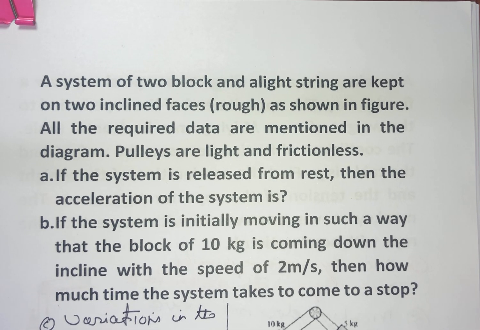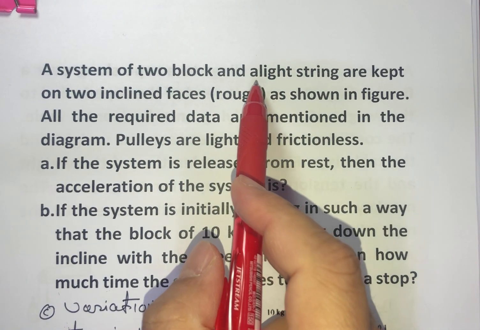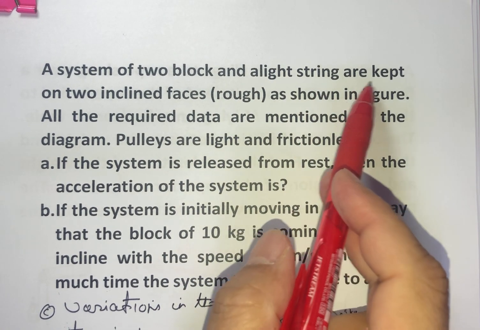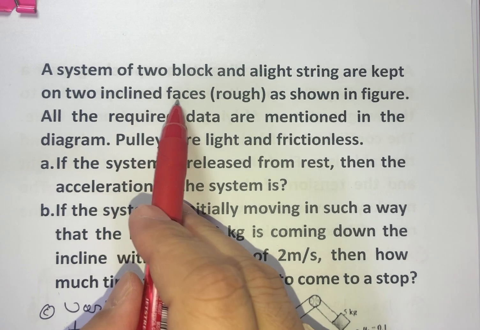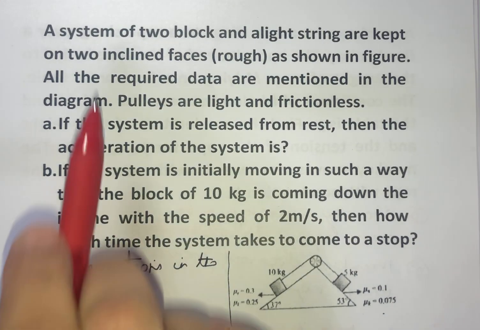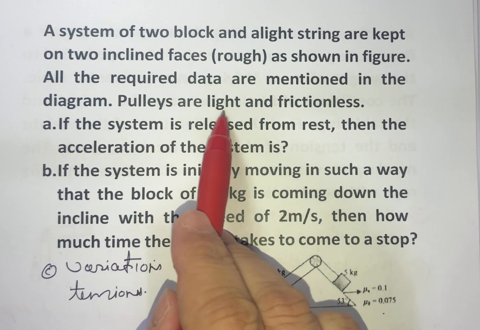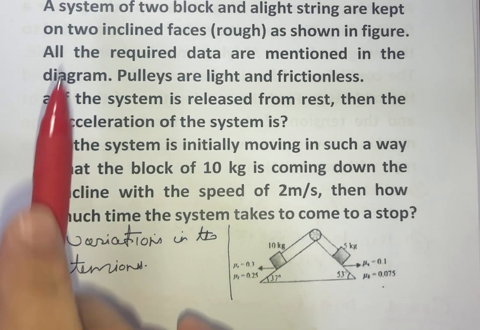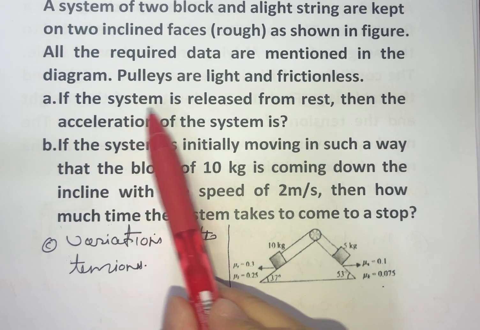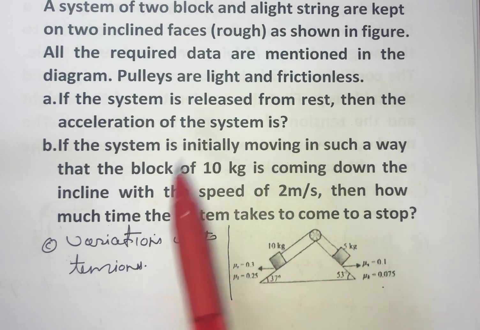Hello friends. So today's question: a system of two blocks and a light string are kept on two inclined faces which are rough, as shown in the figure. All the required data are mentioned in the diagram. Pulleys are light and frictionless. So we have to find out three things. If the system releases from rest, then the acceleration of the system is.